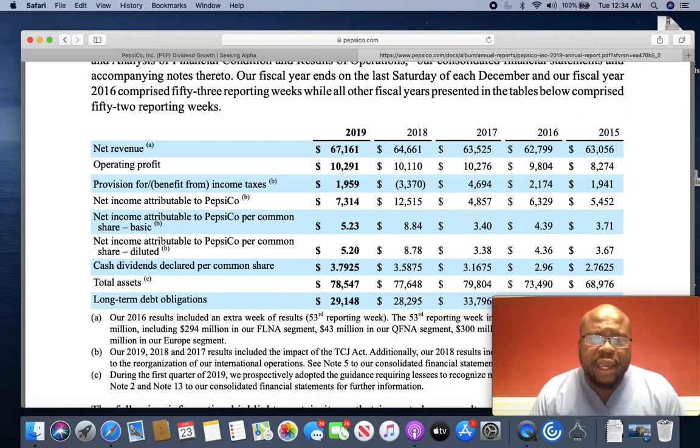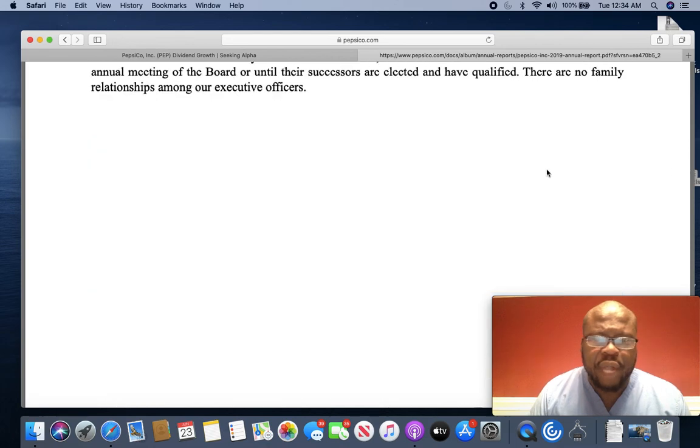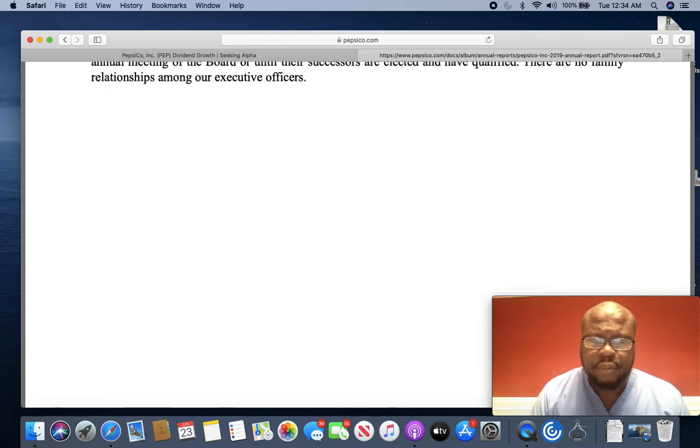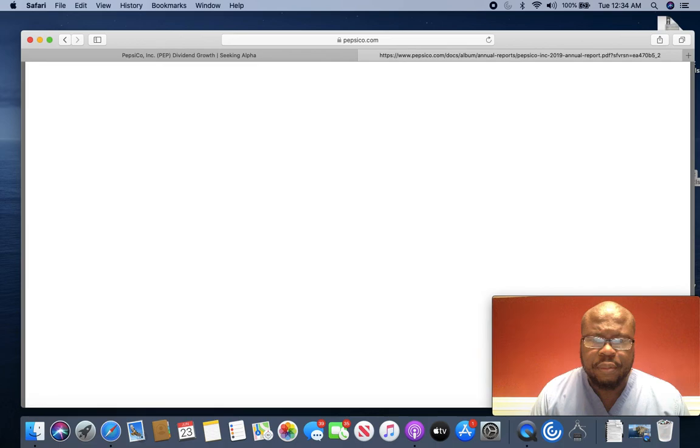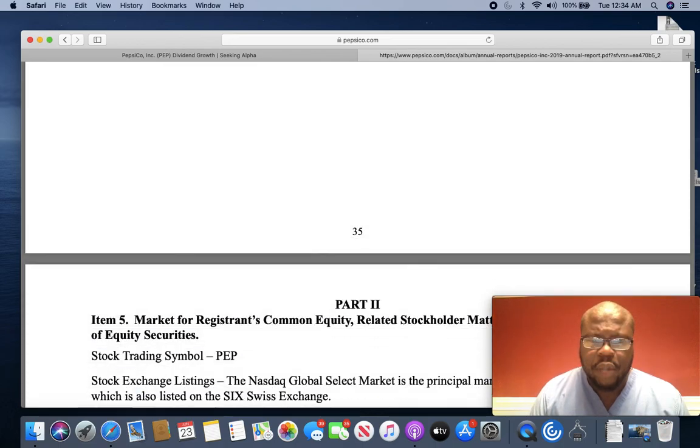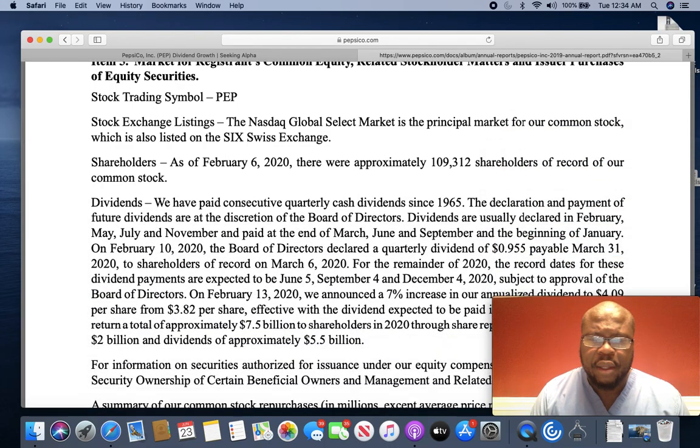So here is a nice chart that's giving you a nice little summary, and it kind of disappeared on me. So let's get it back. I think it was on page 37.